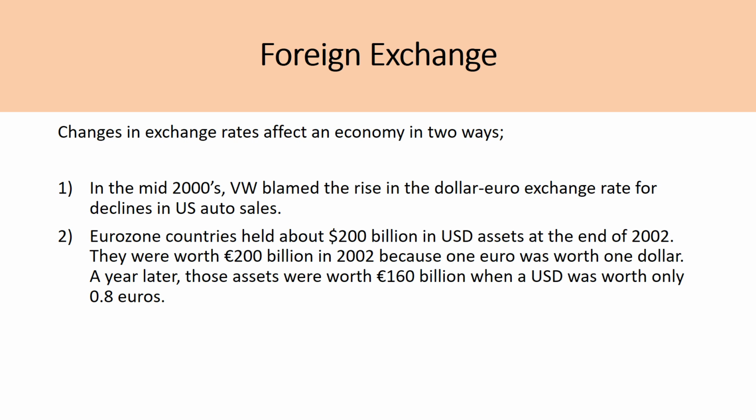and therefore sales fall. Now, for wealth, Eurozone countries held about $200 billion US dollars in assets at the end of 2002. And they were also worth 200 billion euros in 2002 because 1 euro was worth $1. A year later, because, as we talked about in the mid-2000s, the euro increased in value relative to the dollar, those assets were worth only 160 billion euros, when a US dollar was worth only 0.8 euros. These assets were still priced at 200 billion US dollars, but in euro terms, when accounting for that change in the exchange rate, the assets actually fell in value.